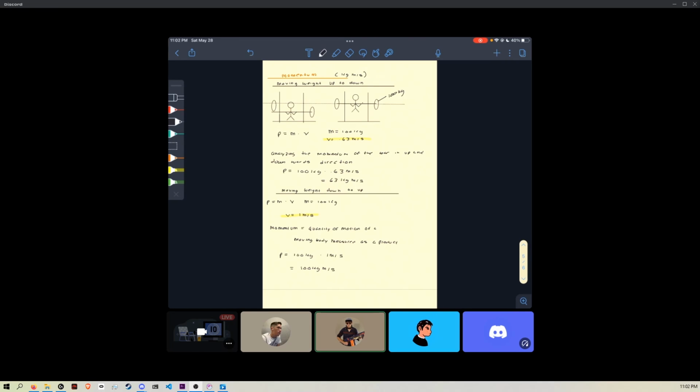All right, in analyzing the weight moving from down to up, we use the same formula as above. However, now the velocity is equal to 1 meter per second. We take 100 kilograms times 1 meter per second to get 100 kilogram meters per second.